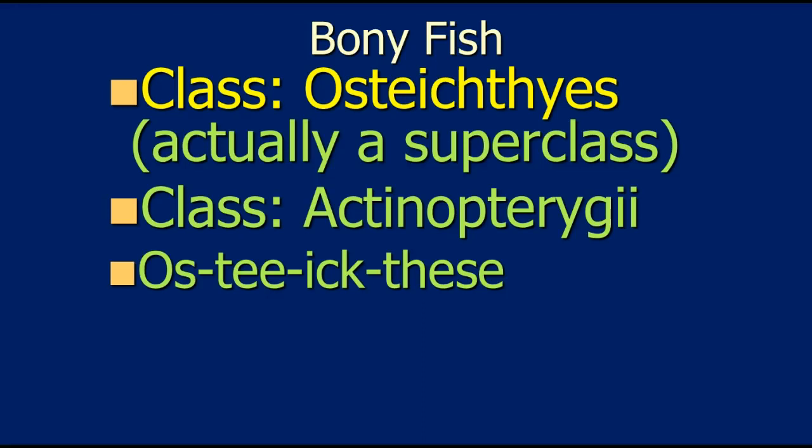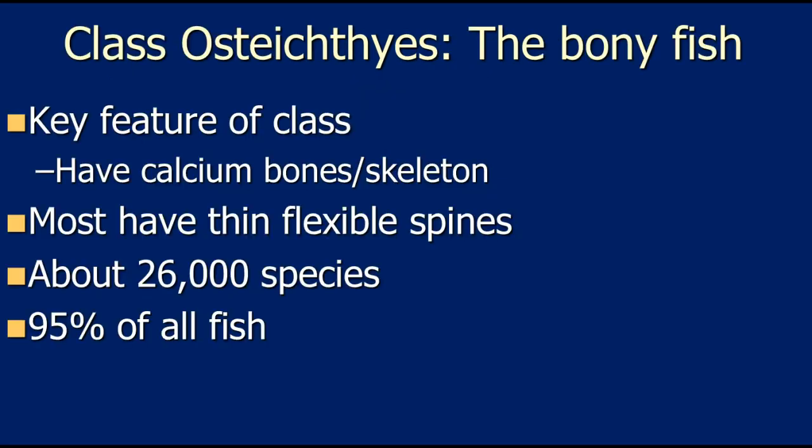All right, next up is class Osteichthyes. Now, this is actually a superclass, but first we'll call it a class. And these are our bony fish. The key feature of this particular class is that they have a calcium bone skeleton.